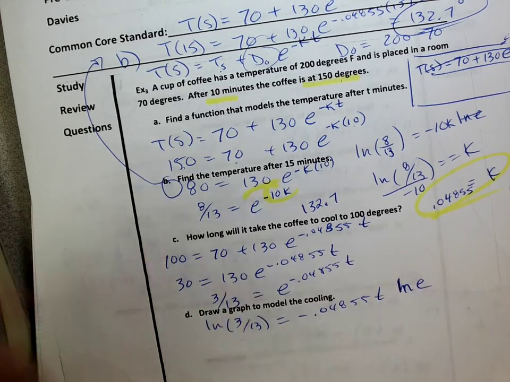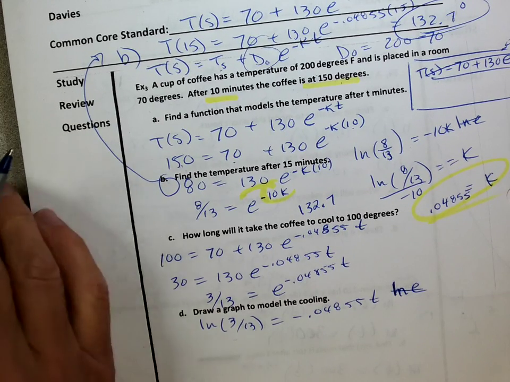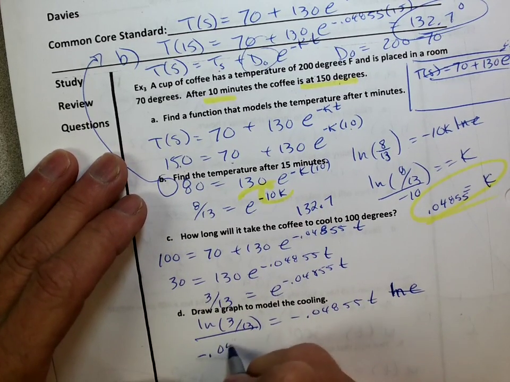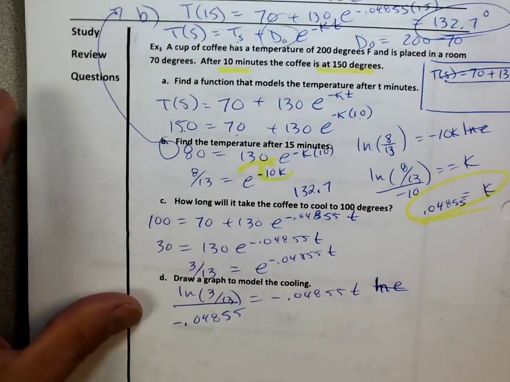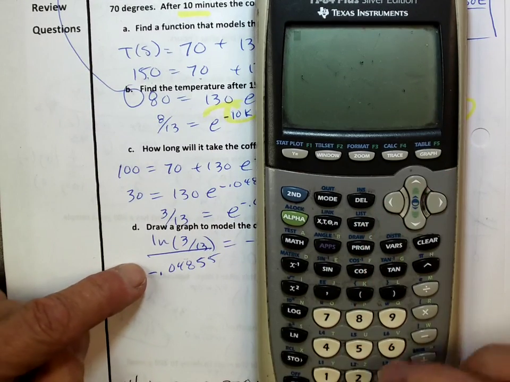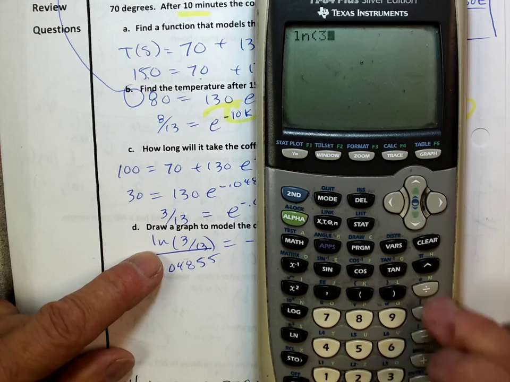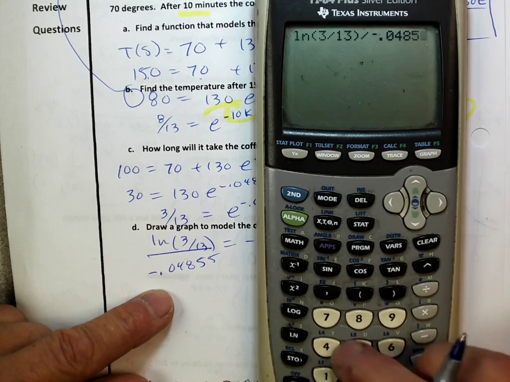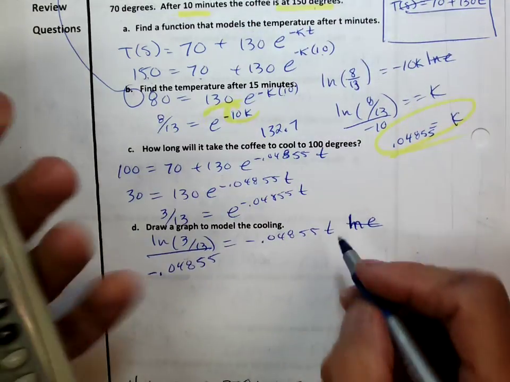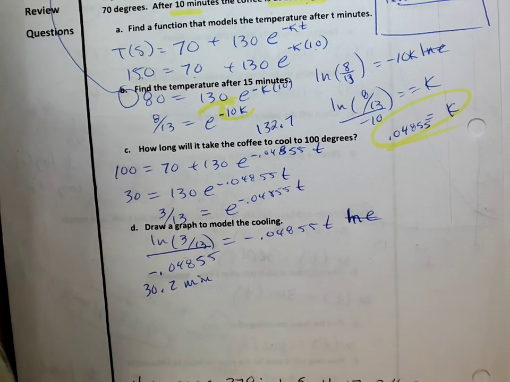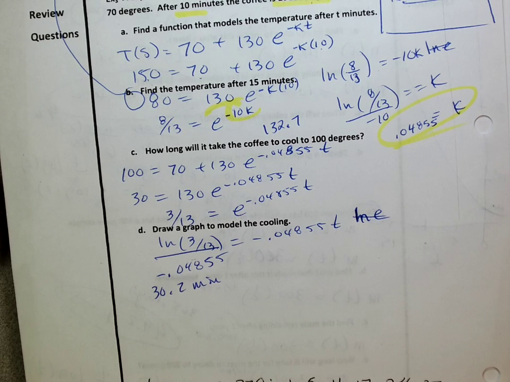ln of e, but ln of e is just 1, right? So I can get rid of that. And now what I'm going to do is just divide by my negative 0.04855. Put it into my calculator. Can you see that? Yeah, you can. So we're just going to go ln of 3/13, divided by negative 0.04855, and I get an answer of about 30.2 minutes. Okay.